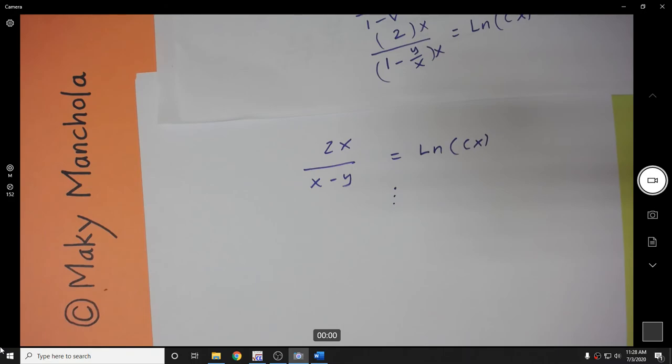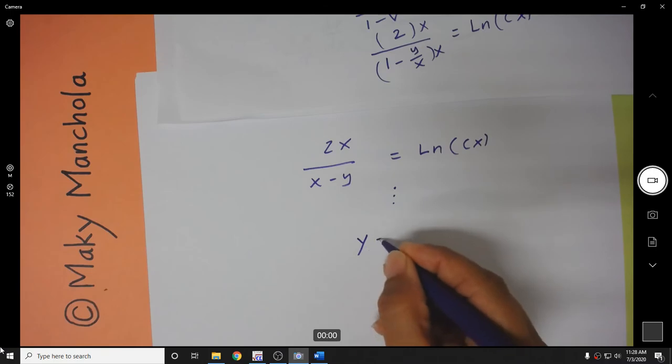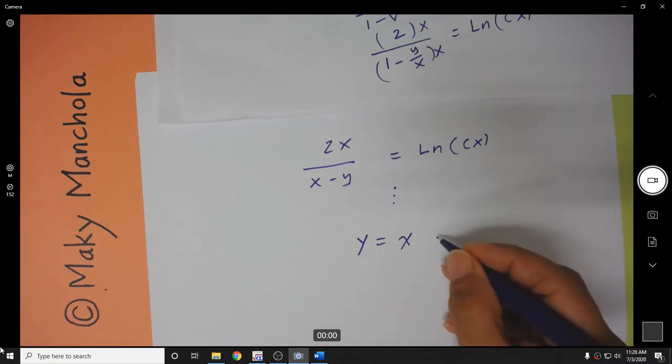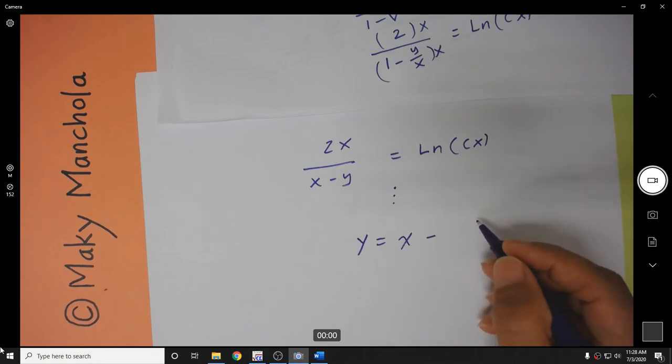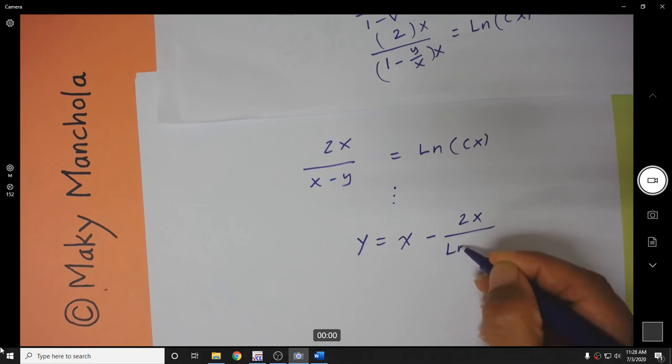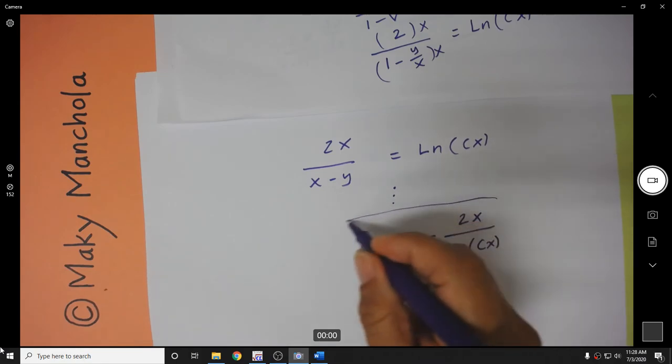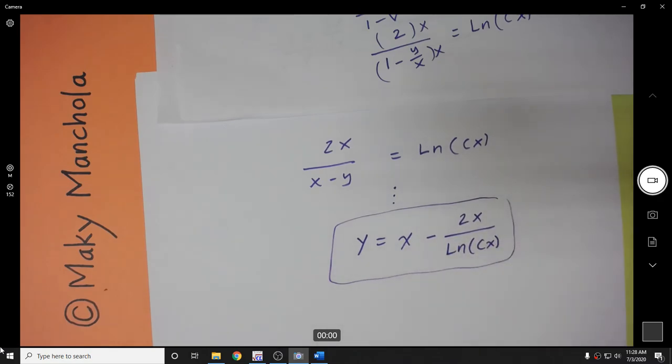One or two more algebraic steps and you will obtain your final result. I'm going to copy it here from the notes. Here would be your final answer if you are solving for y: y equals x minus 2x over ln of Cx. Okay, so there you are.